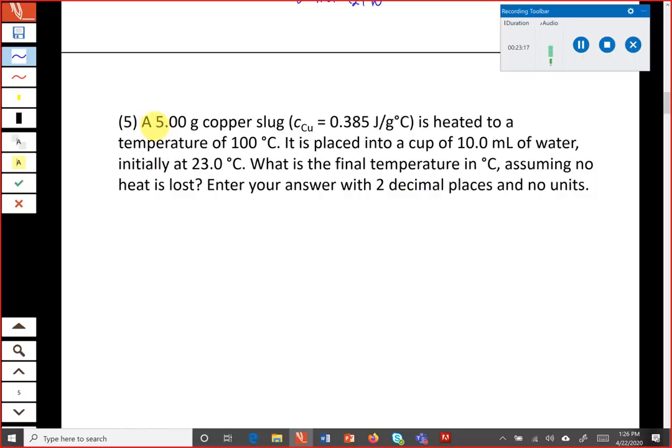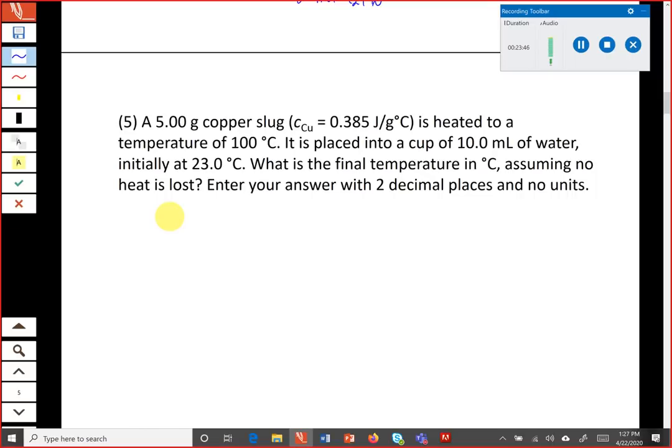So we have 5 grams of copper. Copper slug is just a chunk of copper. With this given heat capacity, 0.385 joules per gram degree Celsius, it's heated to a temperature of 100 degrees Celsius. We place it into a cup of 10 milliliters of water, which is initially at 23 degrees Celsius. We want to know what is the final temperature in degrees Celsius, assuming no heat is lost. Enter your answer in 2 decimal places and no units.